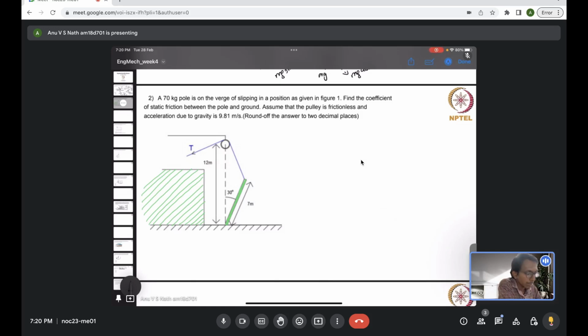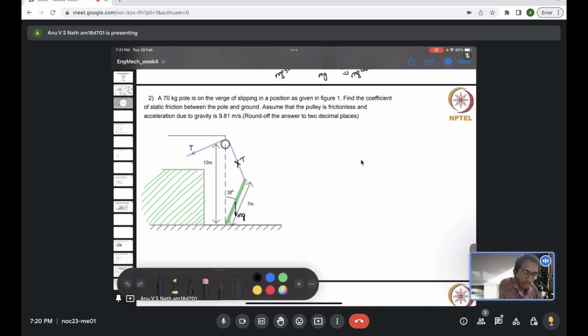So what are the forces that are going to act on this pole? It has 70 kilogram weight, which is going to act exactly through its center of mass. So mg is going to act vertically downward. Now there is a tension that is going to act along the string, the same tension which is shown here, which is transmitted along the inextensible string.